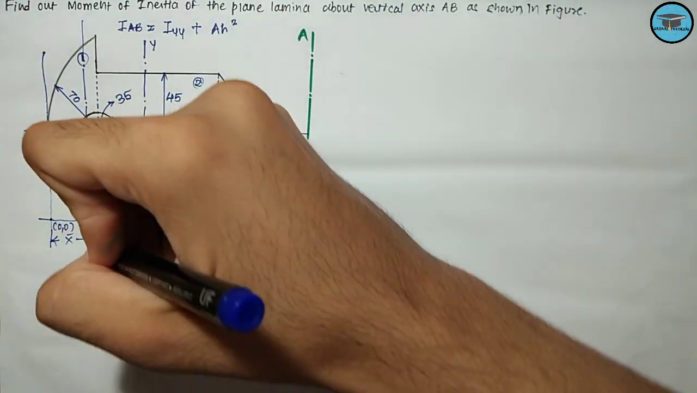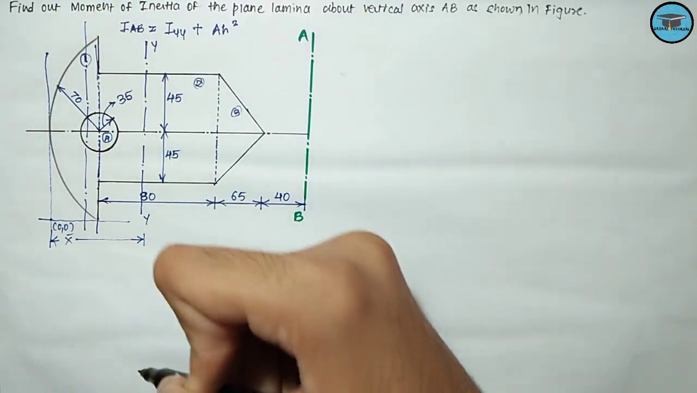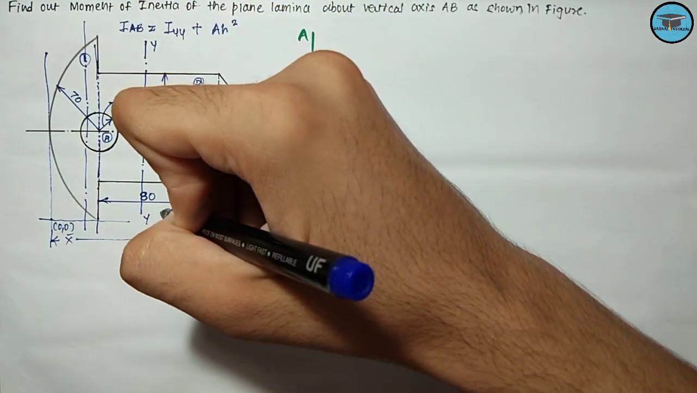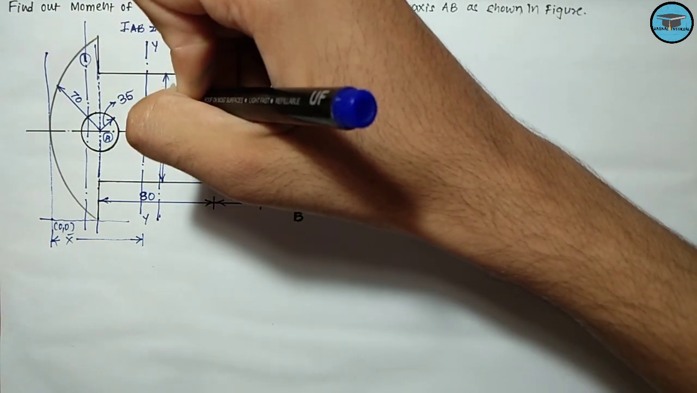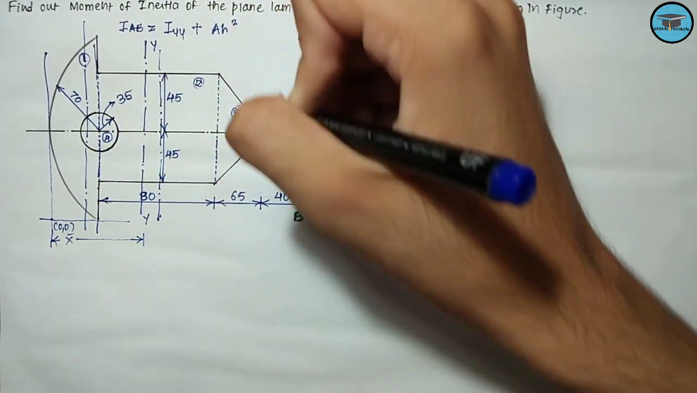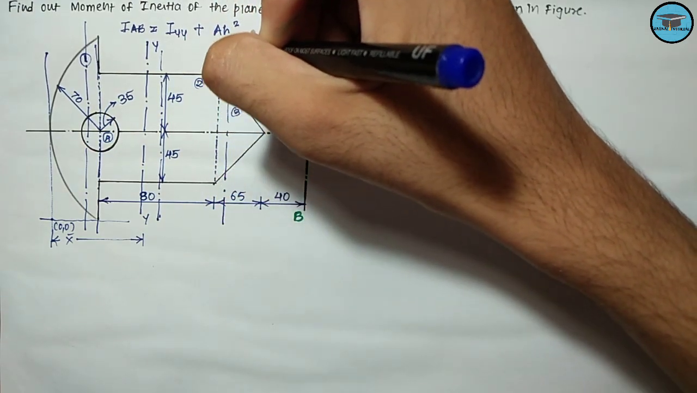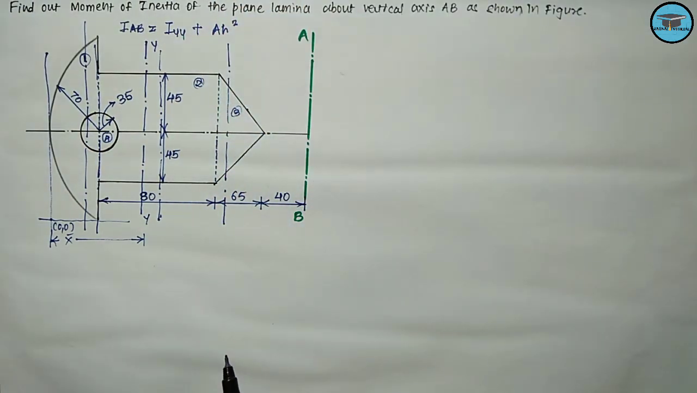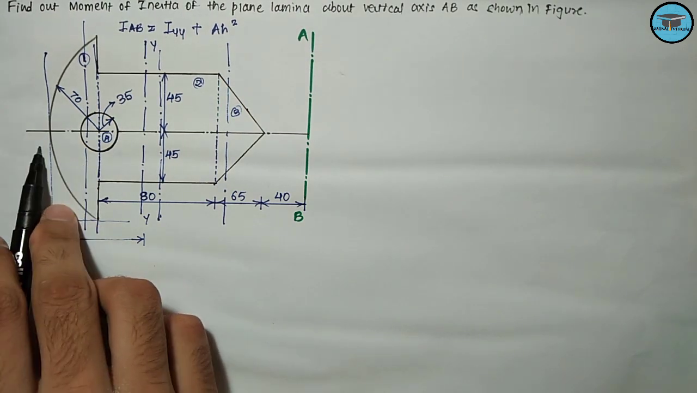For this circular hole, the axis will be like this. For this figure, that is the rectangular region, the axis will be somewhat like this. And for this, it will be lying like this. Now we need to locate the distance of the centroid from the origin.